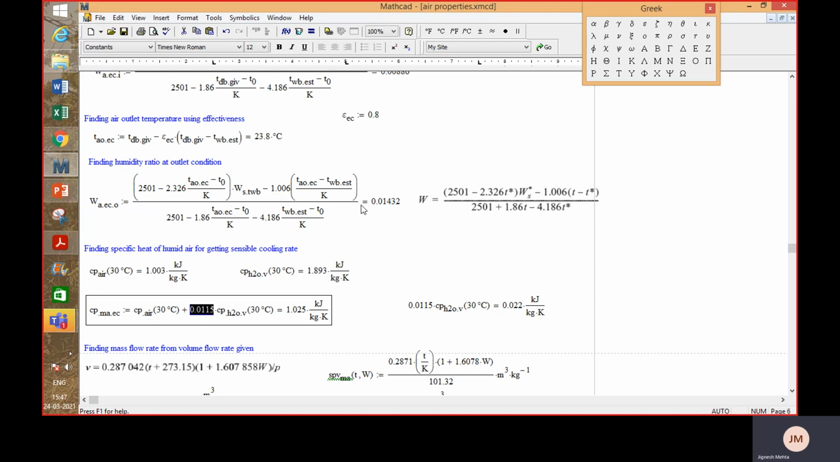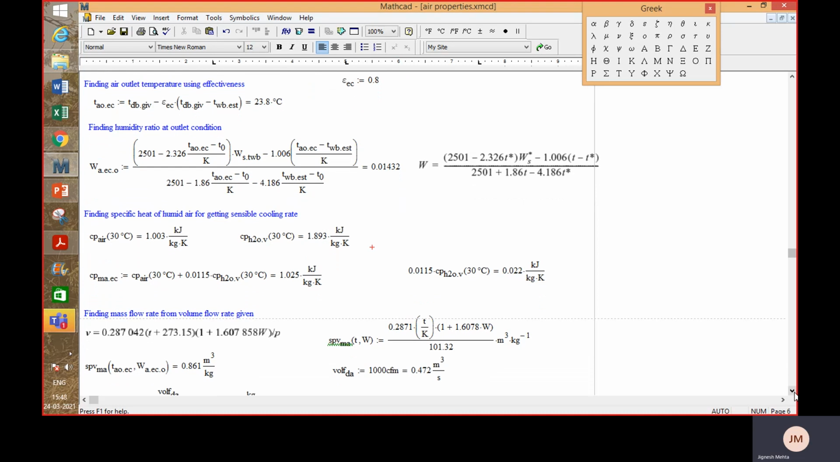It is also changing. It's actually changing from 9 to 14.3. So again I have taken some intermediate value around 11.5, and using that I have found the humidity ratio of the moist air. Sorry, the specific heat of moist air. So it's 1.025, and now Cp is available.